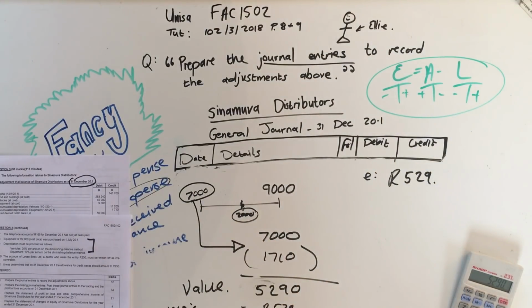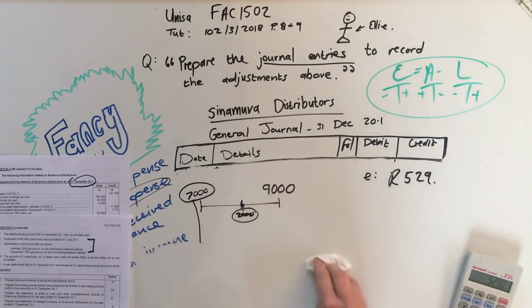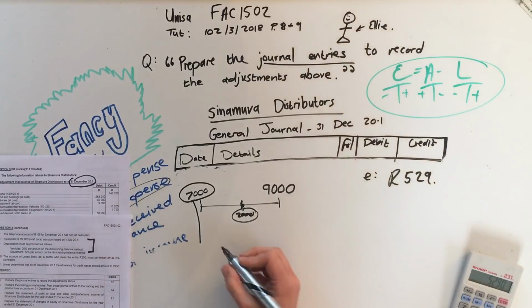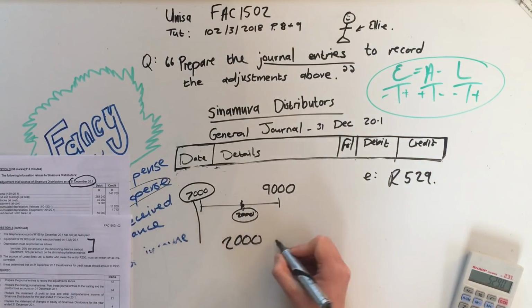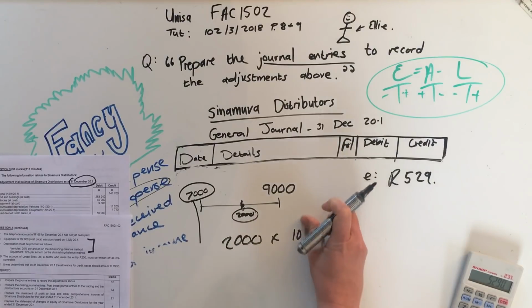You see, the new one. So we have to work out the new one as well. But the new one is just for 12 months. And the new one has no accumulated depreciation because it's new. So how can anything have accumulated? So the new one, we take the 2,000 Rand times the depreciation, which is 10%, or 10 divided by 100.